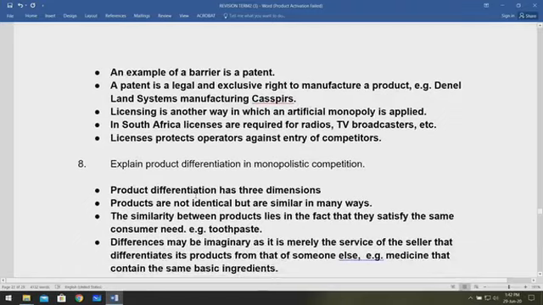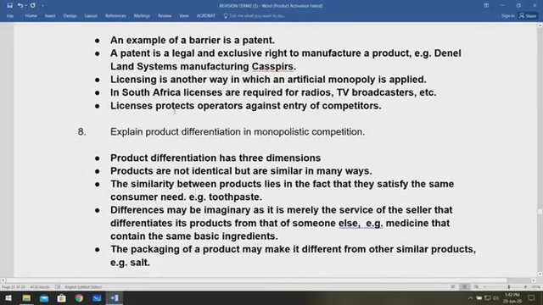Explain product differentiation in monopolistic competition. Once again, this is now one of the characteristics of the monopolistic competitor that you are asked to explain. If you look at product differentiation, it has 3 dimensions. Products are not identical but are similar in many ways. The similarity between products lies in the fact that they satisfy the same consumer need. The example here they used is toothpaste.